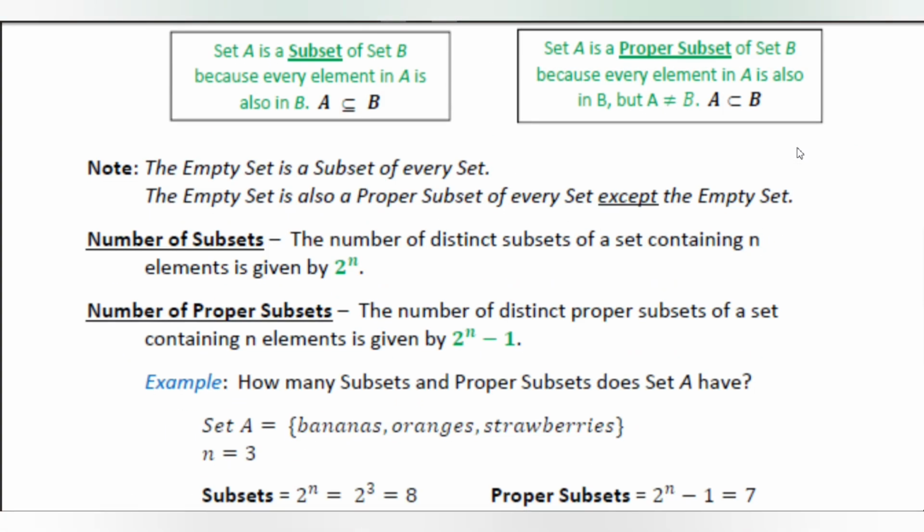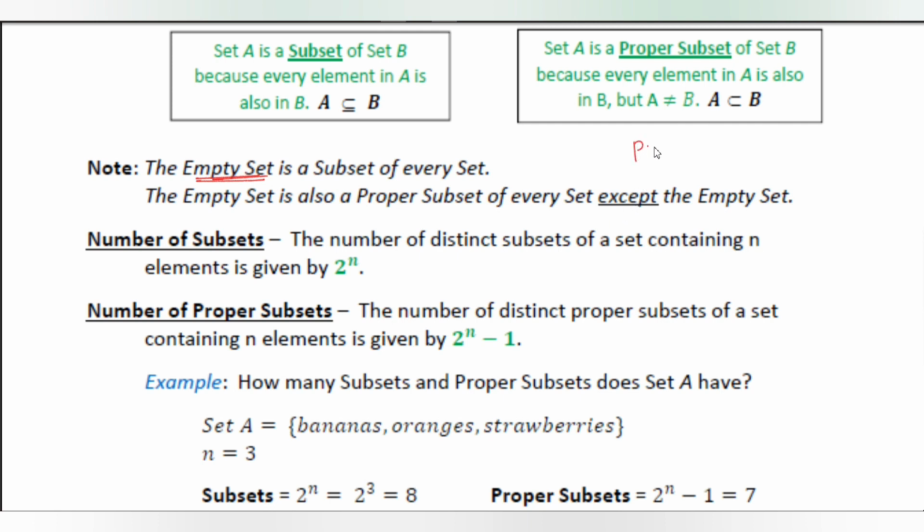There are some things that are just important. We need to note that the empty set is a subset of every set. It doesn't matter how many members are contained in the set, which is the cardinality of the set, nor the type of members it has. The empty set is always a subset of every set. The empty set is also a proper subset of every set, except the empty set.